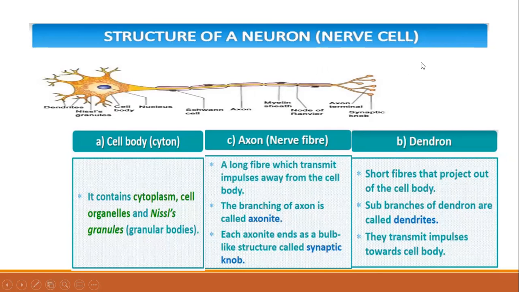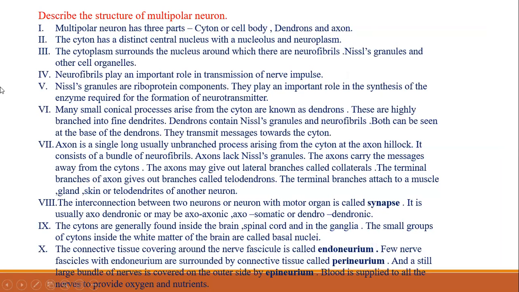Now here at the end you can see bulb-like structures are present. These bulb-like structures are called synaptic knobs. Then come dendrons. Dendrons are the parts which are surrounding the cyton. These are the branches surrounding the cyton. Dendrites are the branches of dendron and they transmit the impulse towards the cyton. They bring the messages to the cyton and the axon carries the messages away from the cyton. So this question and the diagram both are very important.